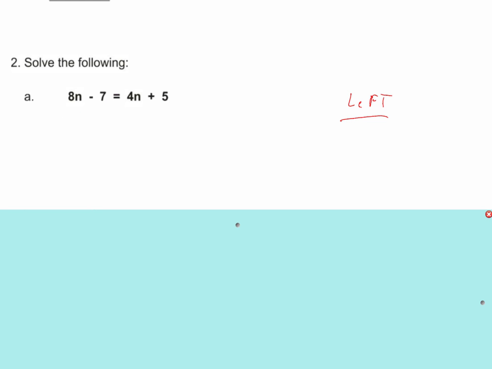What in the world would allow a 4n to go from the right and all of a sudden stick on the left? What allows that to happen? Anybody know anything that would mathematically allow you to do that? Brendan? You get rid of it on the other side. How do you get rid of it? Like, are you doing some kind of hocus pocus? I mean, what are you doing?